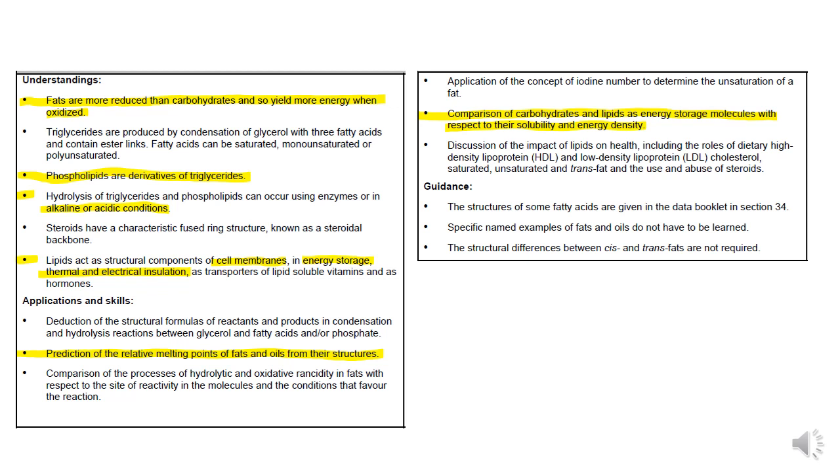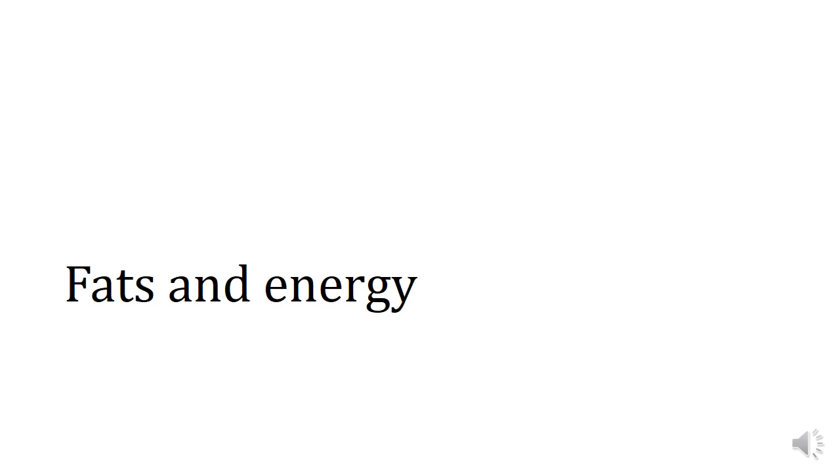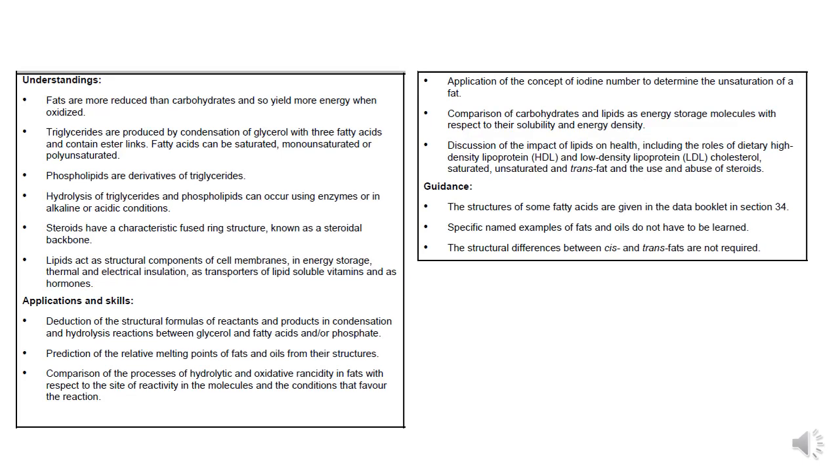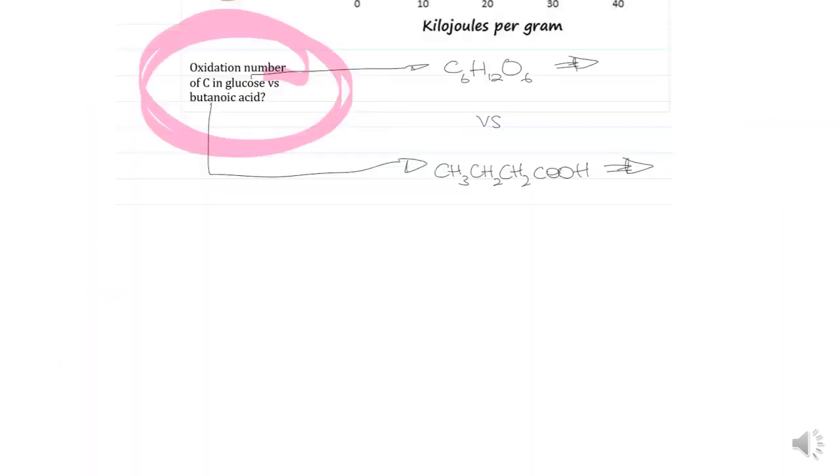Okay, so let's get started. Fats and energy is the first we're going to look at. In terms of these points, we're going to look at how reduced they are, fats versus carbs, and we're going to talk about fats versus carbs in terms of energy storage and density. So this is a snippet from the OneNote.